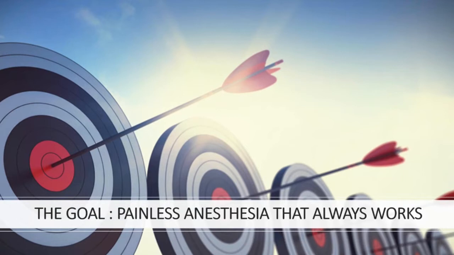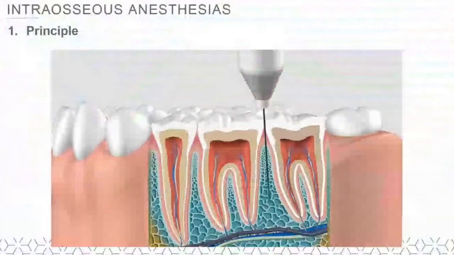The goal of intraosseous anesthesia with QuickSleeper is to provide painless anesthesia that always works. The principle of intraosseous anesthesia consists of placing the anesthetic product directly into the cancellous bone, rendering an immediate anesthetic effect. By injecting into the box delimited by the buccal and lingual or palatal cortical plates, the anesthetic will diffuse inside the box, rendering the possibility to perfectly anesthetize various teeth with one injection.